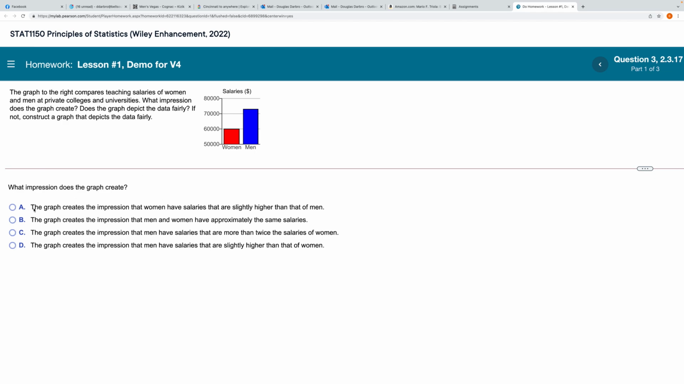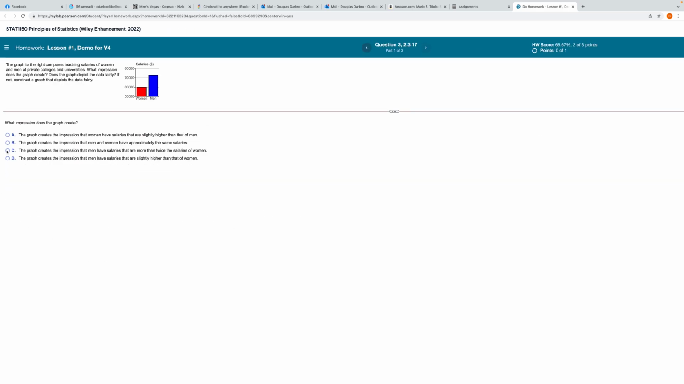So let's see which one of these matches the interpretation. The graph creates an impression that women have salaries that are slightly higher. Well, that doesn't make sense. The graph creates an impression that men and women have approximately the same salary. That's not true. The graph creates the impression that men have salaries that are more than twice the salary of women. And this one says slightly higher than. So I think the graph gives this impression.